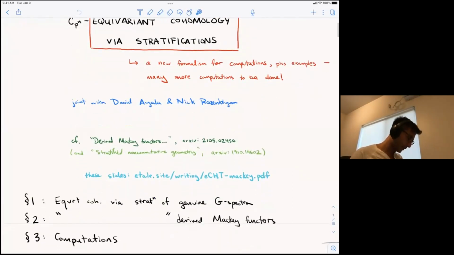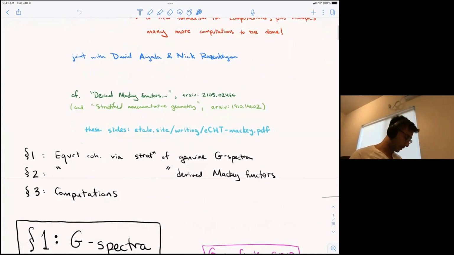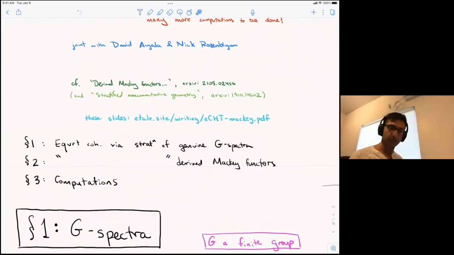So here's the outline. I'll tell you about equivariant cohomology using genuine G spectra. And this has, again, a stratification, which I'll tell you about. And then we'll talk some about derived Mackey functors, and then I'll tell you about the computations. Okay, so let's start with G spectra. So throughout, G is going to be a finite group here.